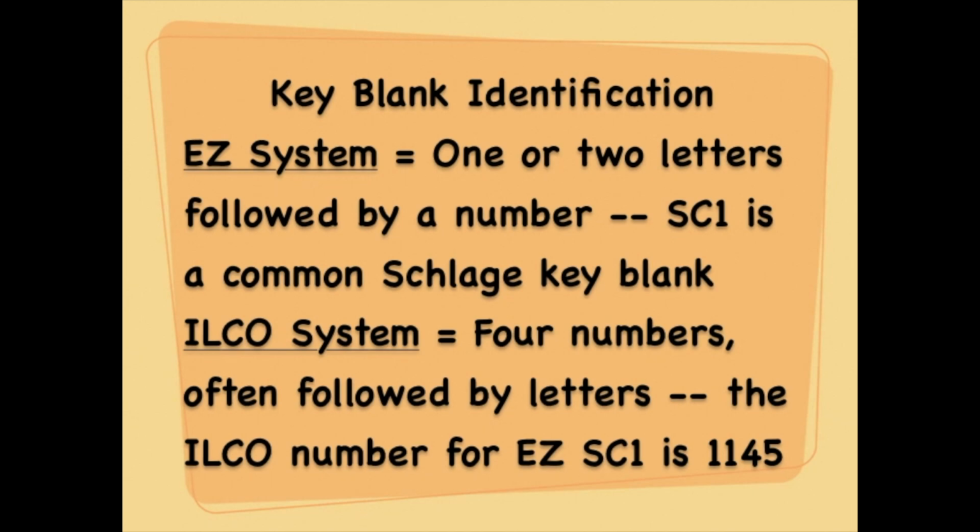The Easy system of key blank identification uses one or two letters followed by a number. For example, SC1 is a common Schlage key blank. Ilco, which is also a large supplier of key blanks, has their own system which normally uses four numbers, often followed by letters. The Ilco number for the Easy SC1 key blank is the number 1145.